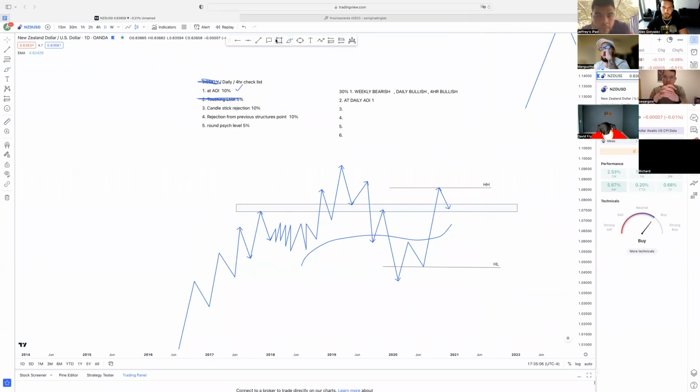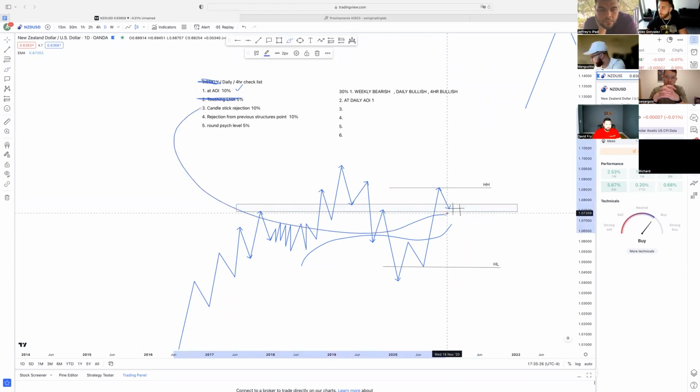Candlestick rejection. Do we have any candlestick rejection? Let's just pretend like this is a doji candlestick right here. Let's just pretend like this is a doji or rejection candle, whatever. Let's just pretend like these are doji candlesticks. So for that case, this would be a yes, because we have a candlestick rejection at our area of interest. If that makes sense, type 1. If it doesn't, type 2.